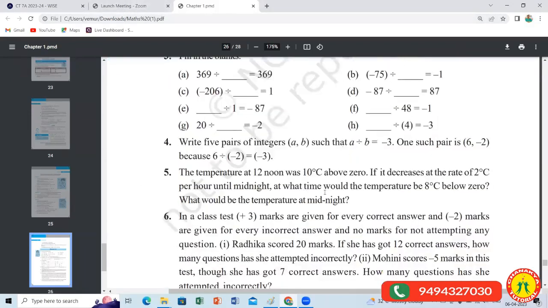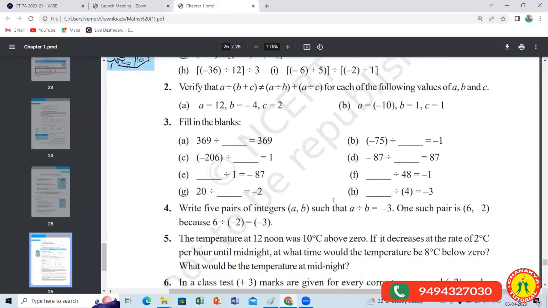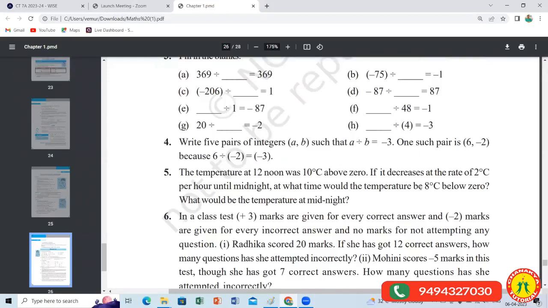That's about your third bit. Second bit verification part we will do. Wait, children, don't worry. Now, write 5 pairs of integers a, b such that a divided by b is minus 3. One pair is 6 and minus 2 because 6 divided by minus 2 is minus 3. You need to make 5 pairs. Can you text me what the 5 pairs are, please? Both of you, please text me 5 pairs. Who will give first?